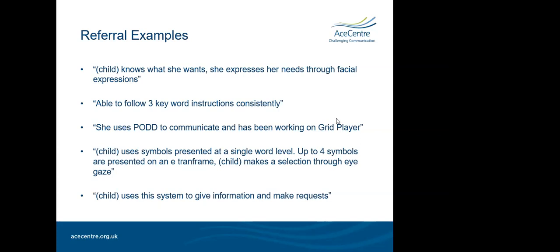Other examples are around sometimes stating and naming the technology. So she uses Pod to communicate and has been working on Grid Player. A lot of statements around the technology, rather than a description of how does she use Pod to communicate, in what way, and what types of things does she communicate? And equally on Grid Player, what might be happening on that, and some examples of what might be expressed using that particular tool.